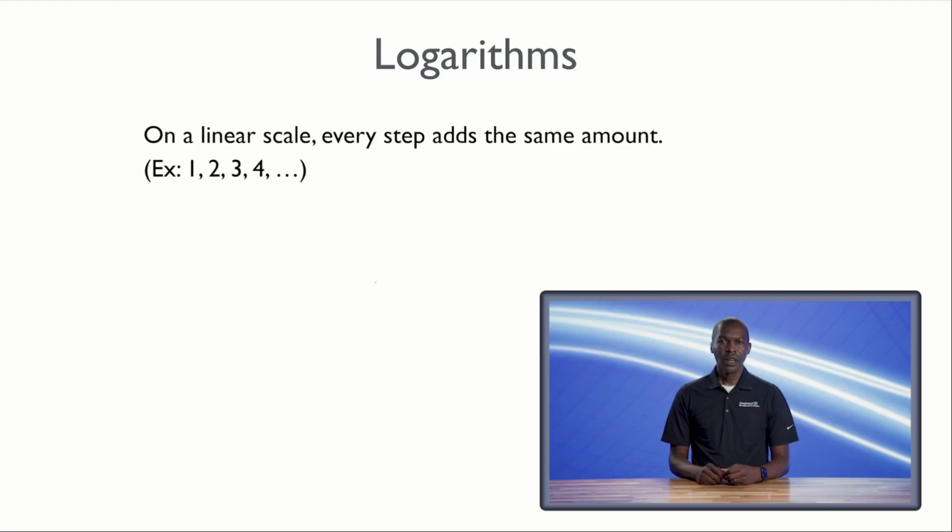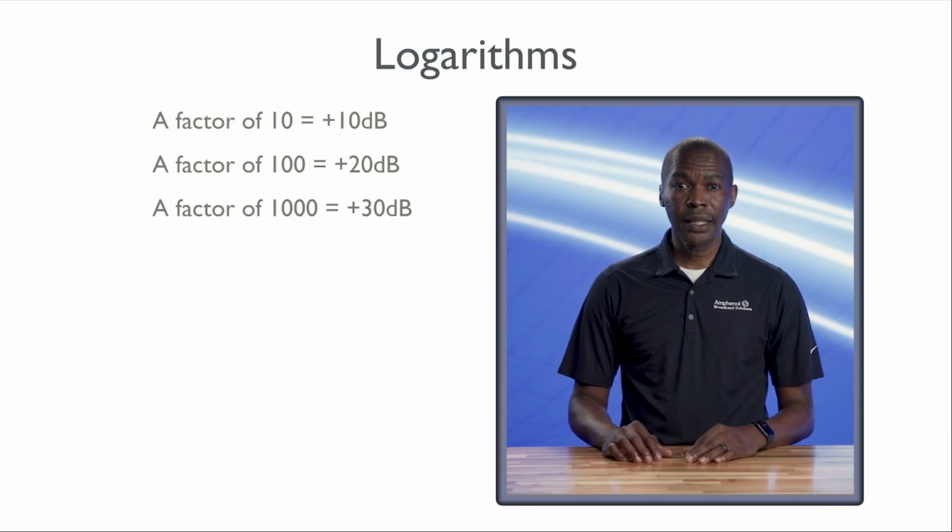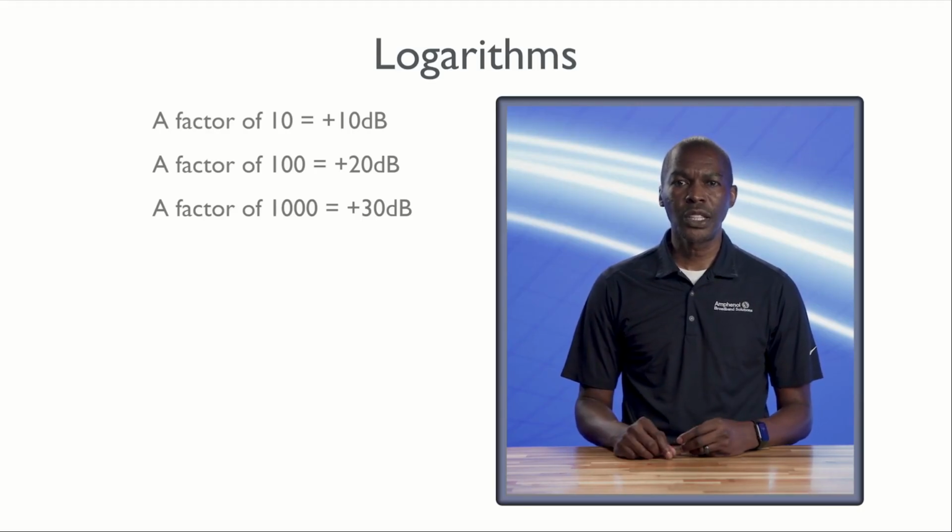A logarithmic scale is a way of plotting or measuring values where each step increases by a multiplication factor, not by simple addition. On a linear scale, every step adds the same amount. Example 1, 2, 3, 4. On a logarithmic scale, every step multiplies by the same factor. Example 1, 10, 100, or 1000. That means the distance between 1 and 10 is the same as the distance between 10 and 100. Even though the difference in value is much larger, each power of 10 corresponds to a plus 10 dB step.